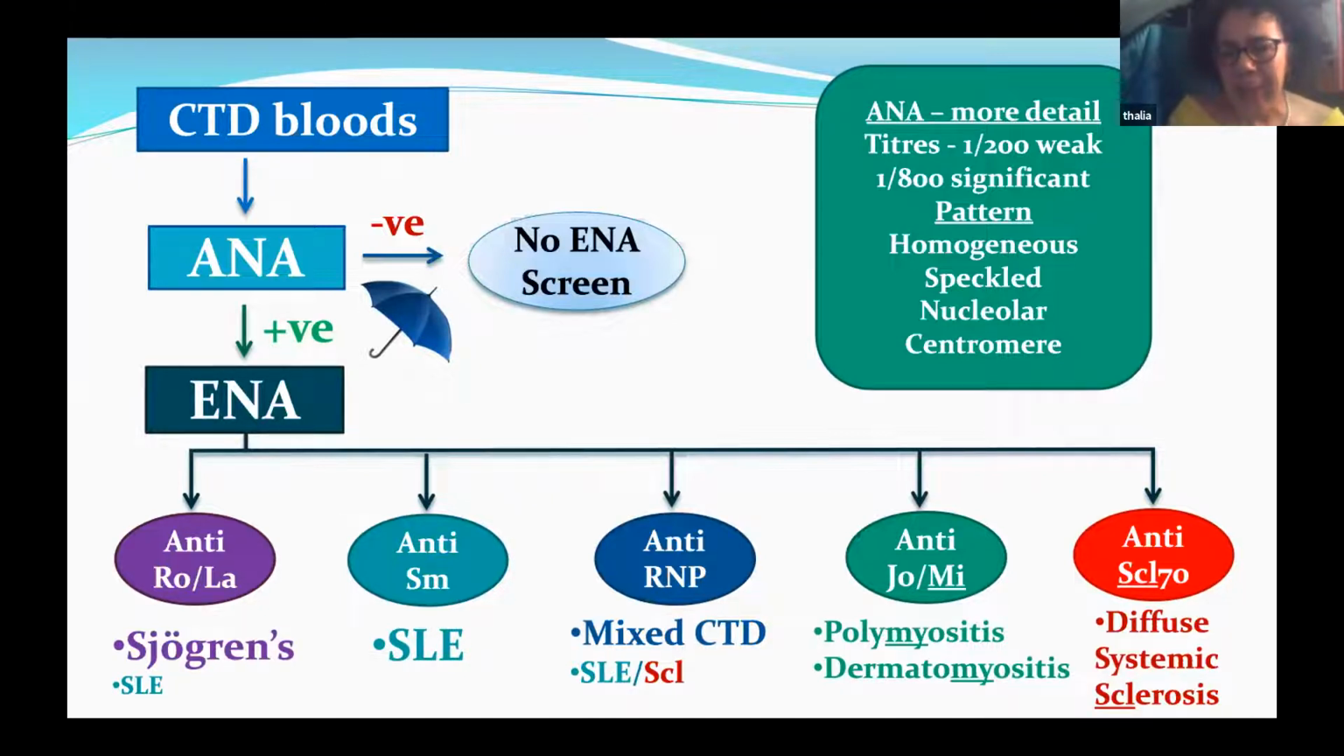So if ANA is negative, there is no need for ENA screen. If ANA are positive, then we ask for ENA, and depending on what the outcome will be, patients may have Sjogren's, lupus, mixed connective tissue disease, polymyositis, or scleroderma. The patterns could be homogeneous, speckled, nucleolar, or centromere. And further down, we will talk about this in more detail.